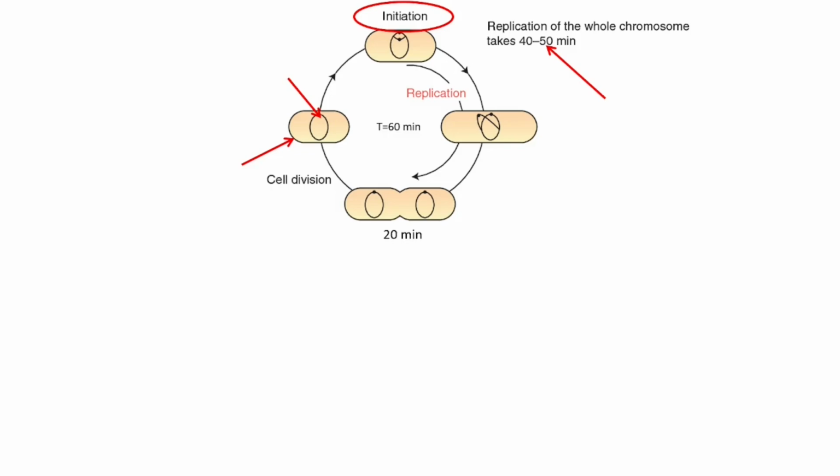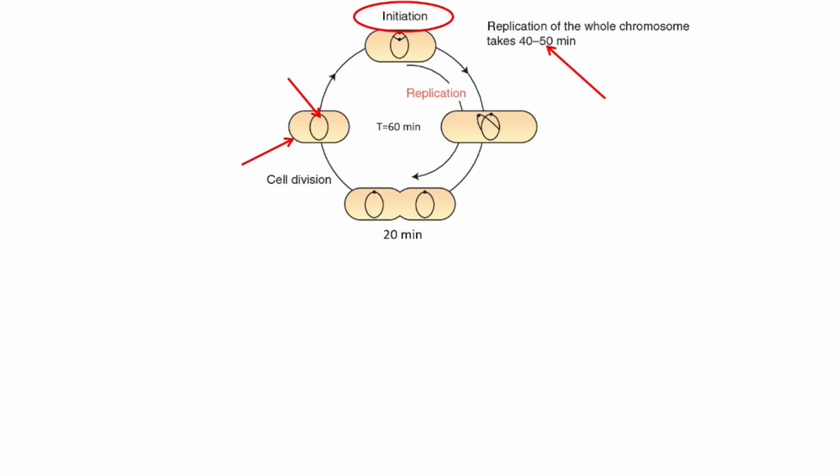But I'm sure we have studied at some point of time or other that the generation time of E. coli, or the doubling time of E. coli, is 20 minutes. It means that in 20 minutes, the E. coli population doubles up. So how is this possible? If it takes 40 minutes just for the genome to replicate, how is it possible that the E. coli population can double up in 20 minutes?